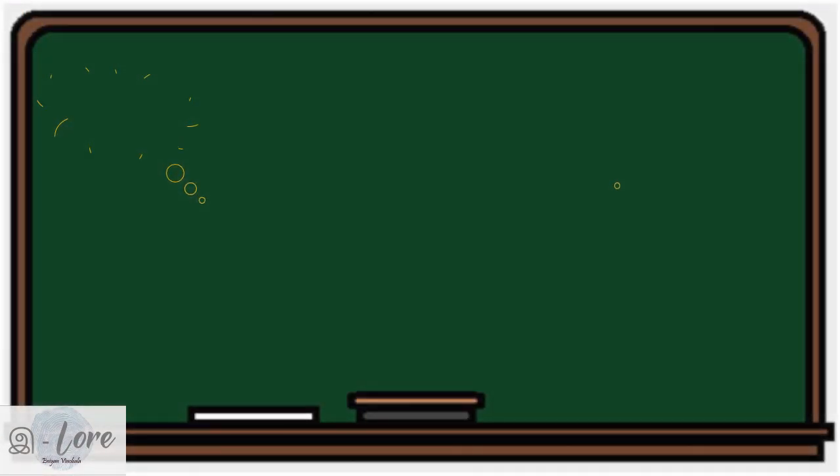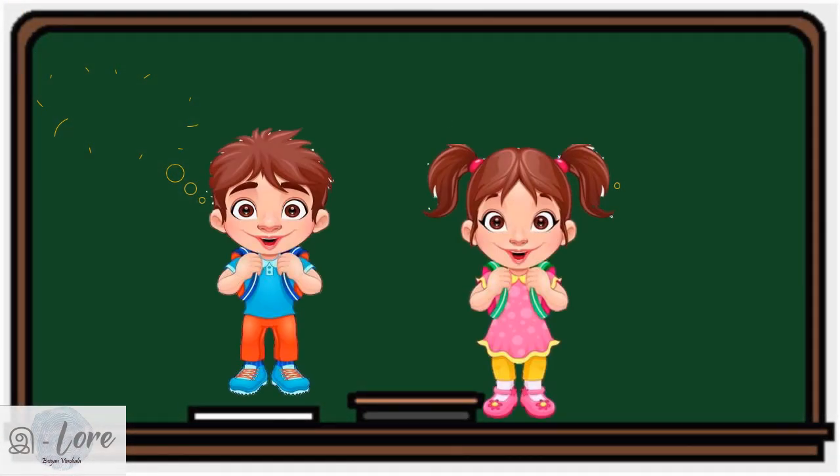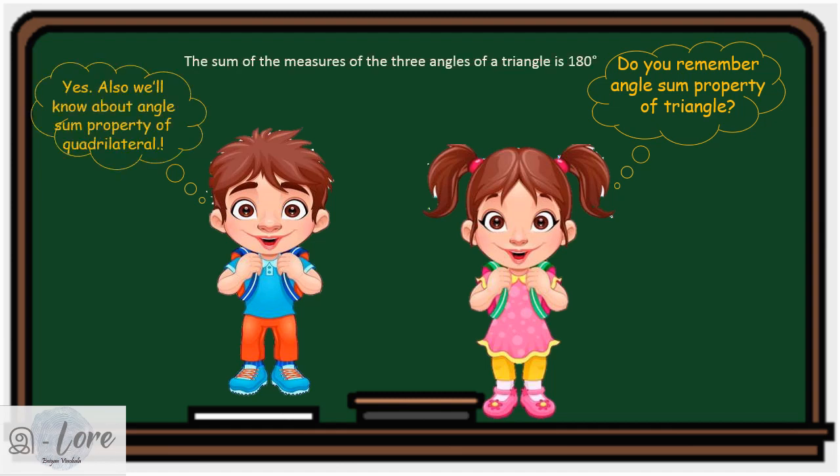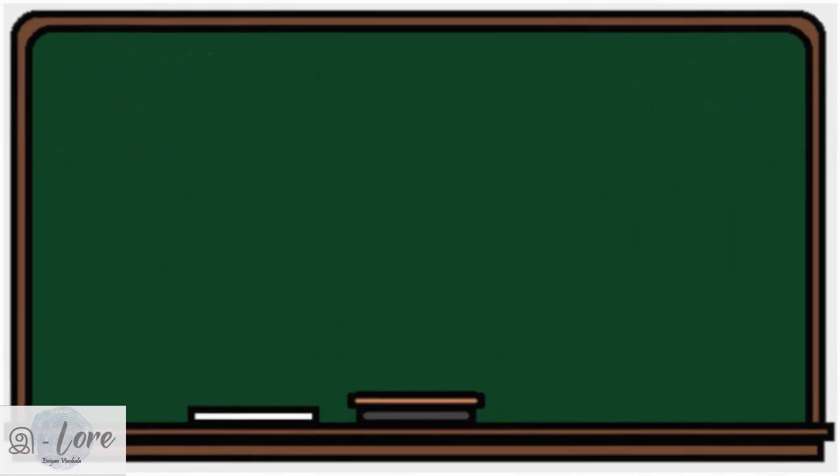When you discuss angles, I have a doubt about one thing, Jenny. Do you remember the angle sum property of a triangle, Johnny? I'm thinking. Yes, the sum of the measures of the three angles of a triangle is 180 degrees. Also, we will learn the angle sum property of a quadrilateral. Is it so? I'm excited to listen.